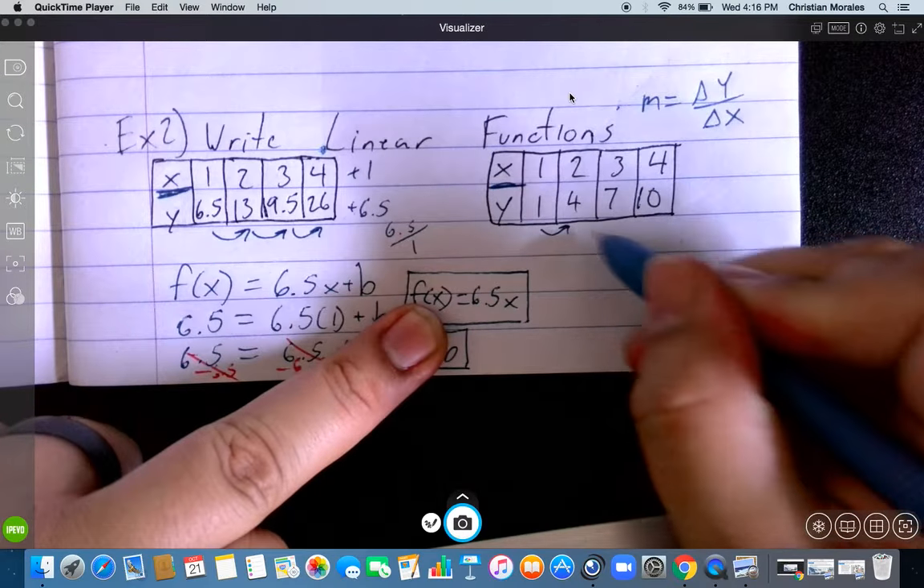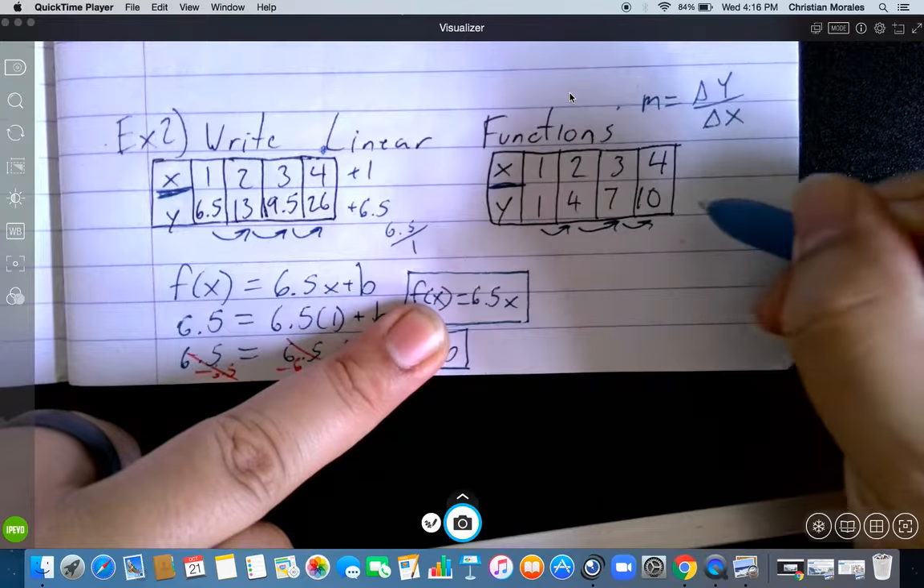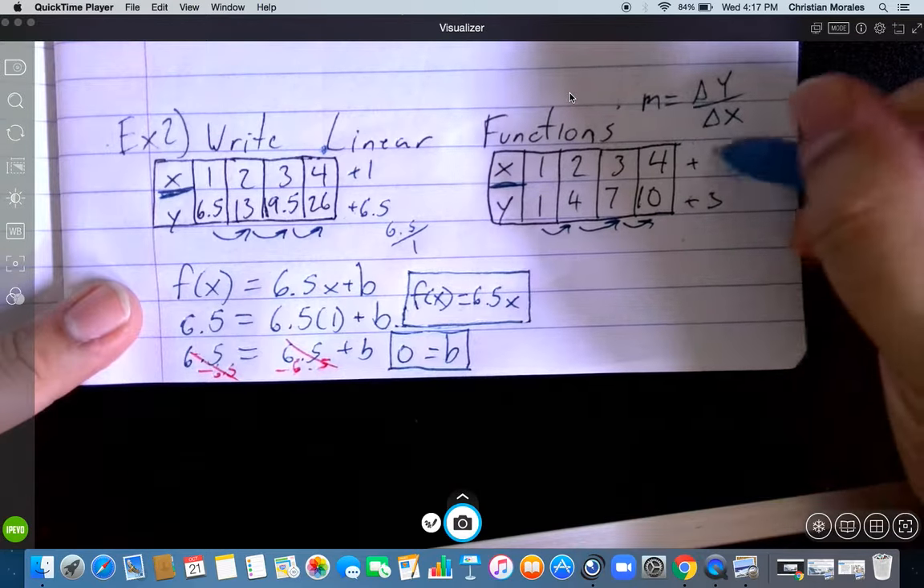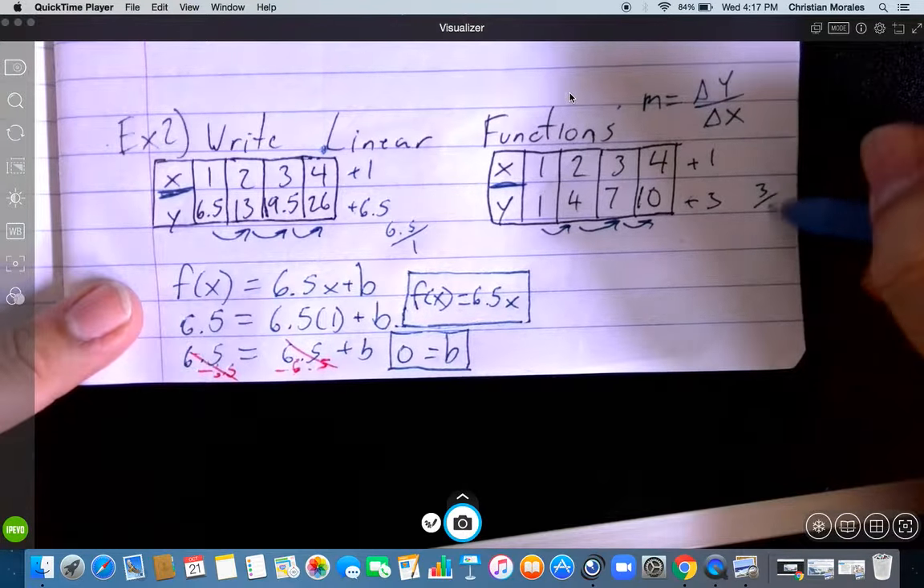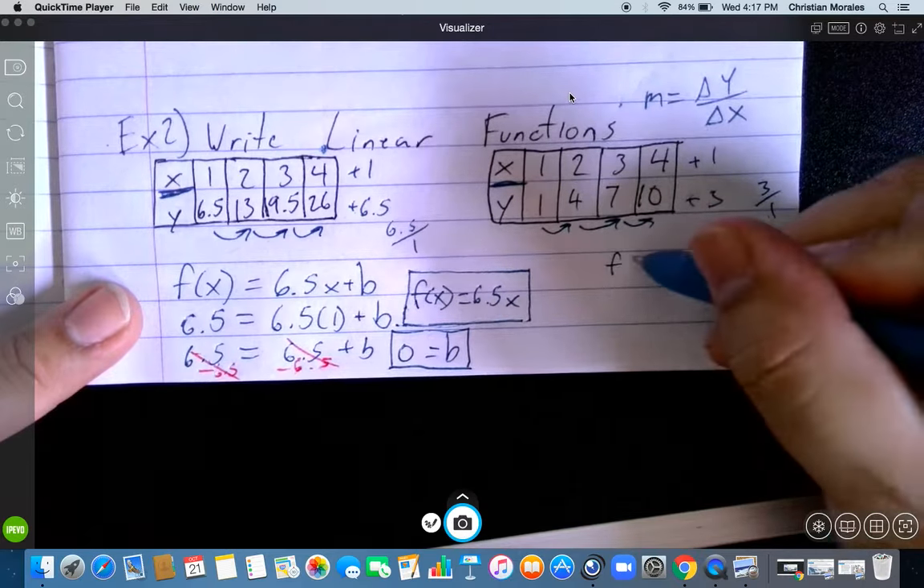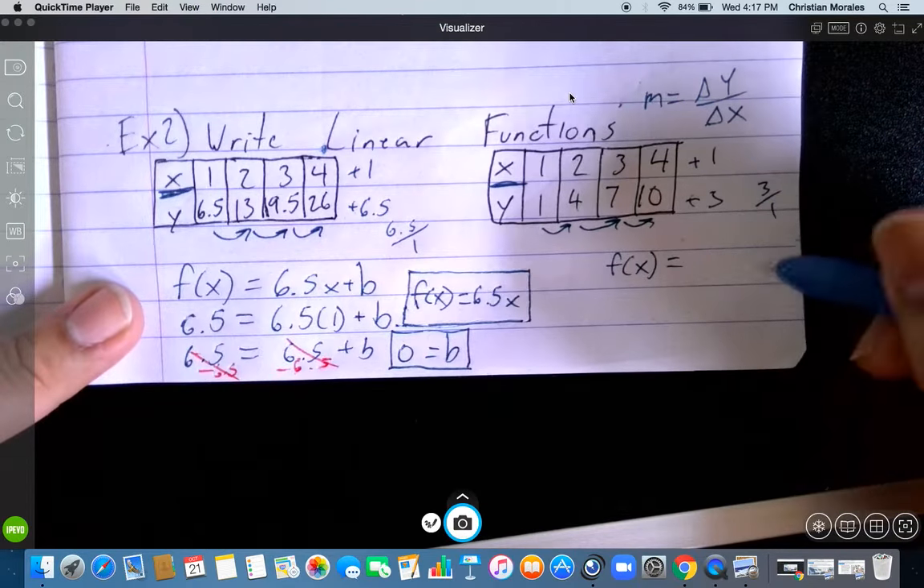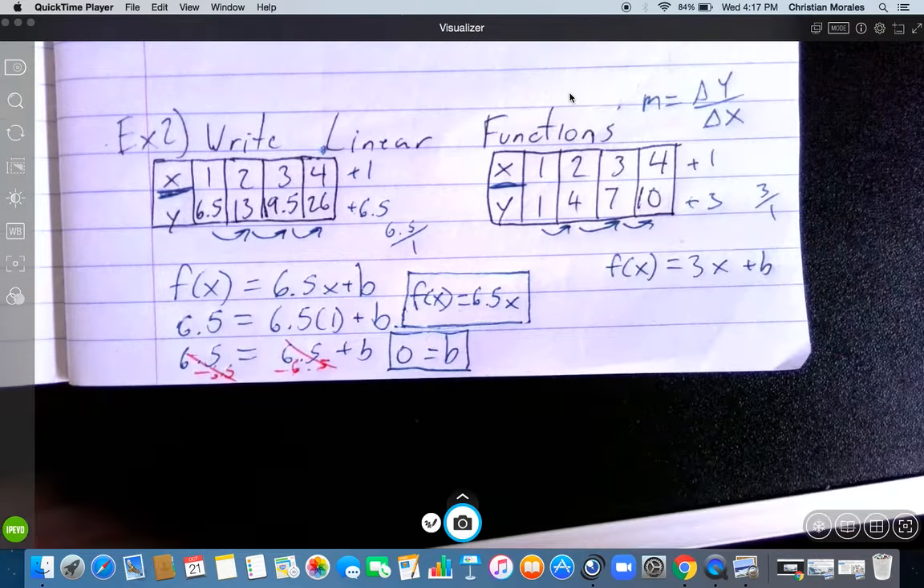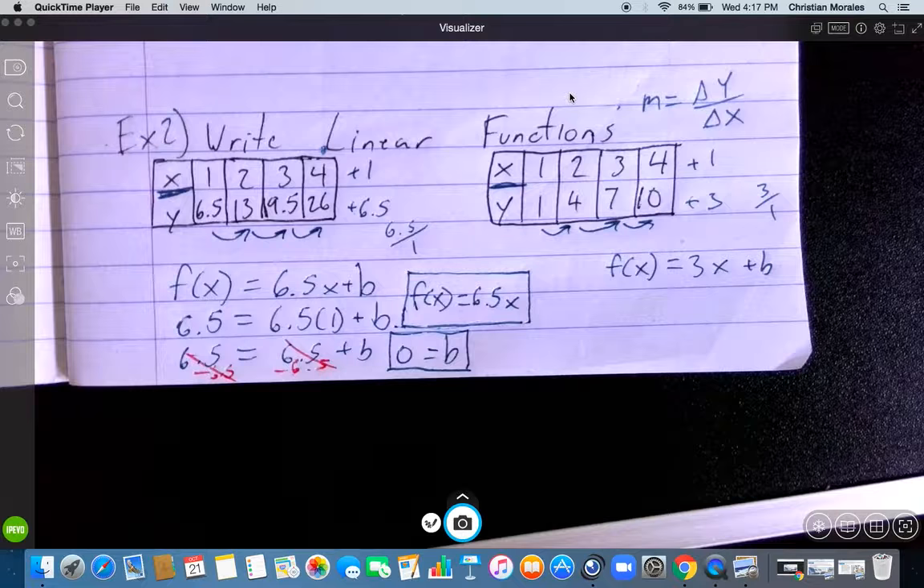This one is growing by 3. The change of x is growing by 1. So my slope is 3 over 1. So my function is 3x plus b. Okay, I'm going to show you another little shortcut, guys.